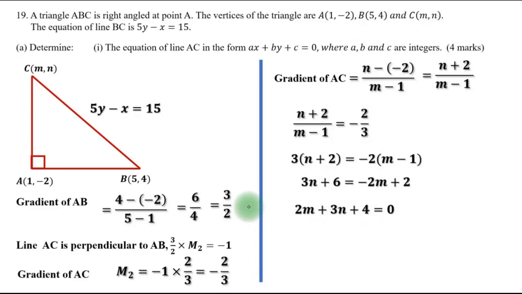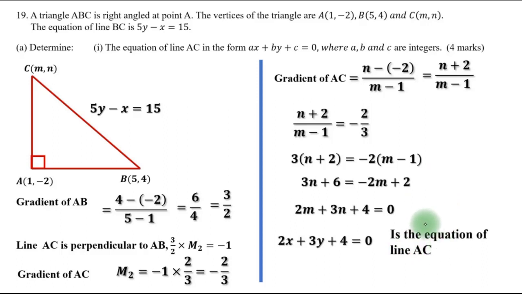And we need to write the equation in this form. So we just replace m, which is the x coordinate, and n, the y coordinate. So I replace m with x, n with y. I shall get 2x plus 3y plus 4 is equal to 0. And that is the equation of line AC. We move on.